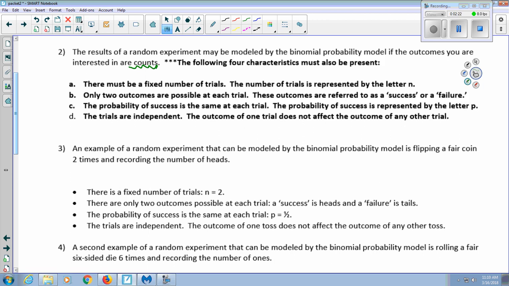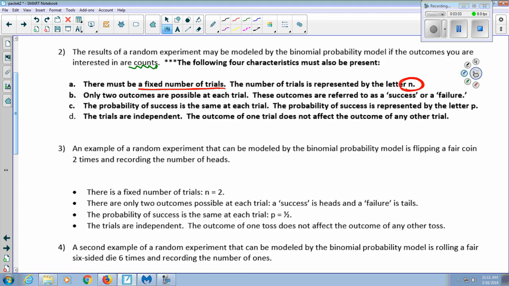There are 4 characteristics that must be present for a binomial model to work, and we need to be able to assess whether the binomial model is appropriate. First, there must be a fixed number of trials. In other words, what's the probability of seeing 4 heads if a coin is flipped 10 times? 10 times is a fixed number of trials. In our binomial model, that's going to be represented by the letter N.